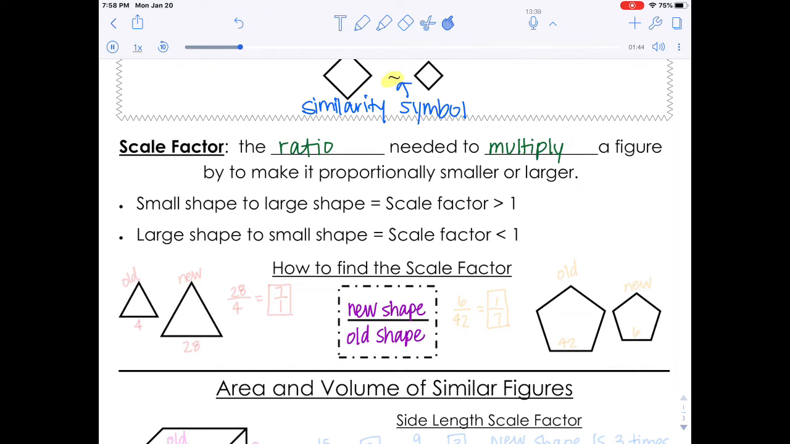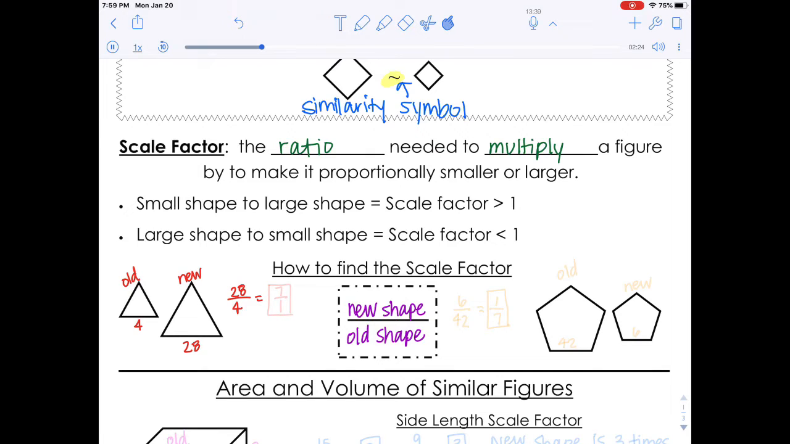For example, let's say this small triangle is our old shape, or our original one, what we started with, and we made it bigger. So this one's considered our new shape. Old's what you started with, new is what you ended up with. Let's say they're equilateral triangles. The old one had a side length of 4, and the new one had a side length of 28. To find the scale factor, you take the side length of the new, 28, and divide it by the corresponding side length, 4, of the old shape, and simplify that fraction, and you'll get 7 over 1. So that's your scale factor from old to new.